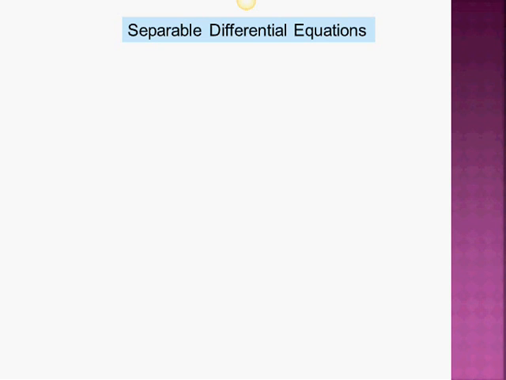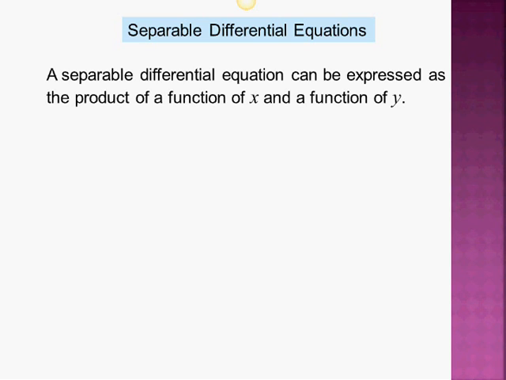So, a separable differential equation can be expressed as the product of a function of x and a function of y. This basically takes care of some implicit differentiation where we would have x's and y's in our function, and we're trying to find the antiderivative of that.